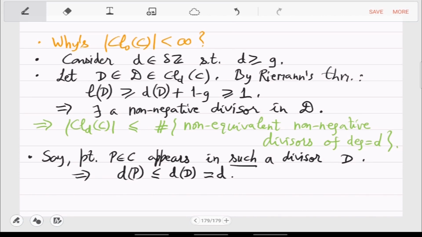Yeah, so just think about what we are doing. You have these non-negative divisors, they are all non-equivalent. You look at the support, so you see these points. Whatever point P you see, its degree is bounded by D. So you have to ask the question, how many points are there of degree bounded by D? That's finite. So since the number of such points is finite, what you have learnt is CLD is finite.